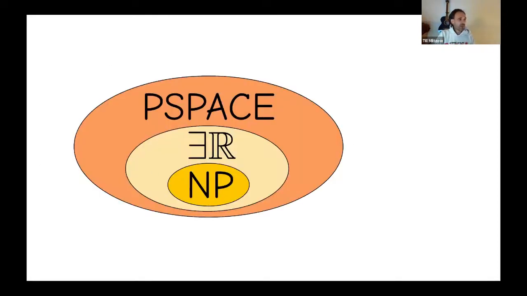From the complexity point of view, this complexity class ETR is between NP and PSPACE. It trivially contains NP because the real RAM is more powerful than the word RAM. And it was a result by Canny, who showed that ETR is contained in the complexity class PSPACE.